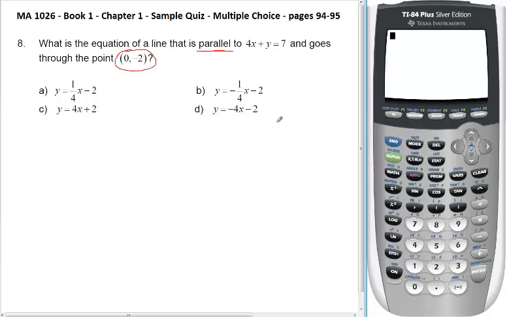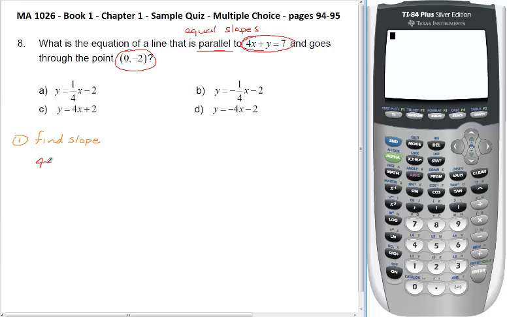Now remember there's 3 steps always. Step 1 is find the slope you need. Now, what tells us about the slope up here? Well, we know that parallel lines have equal slopes, don't they? Equal slopes. So it's going to have the same slope as this one.